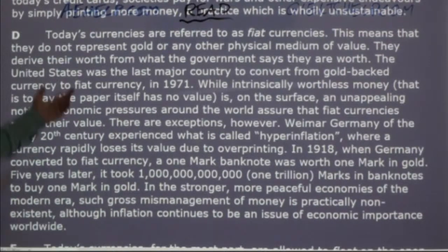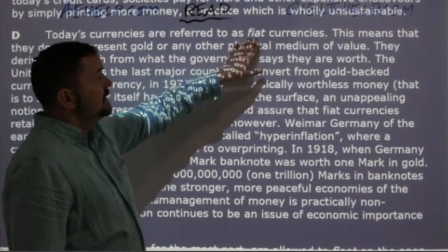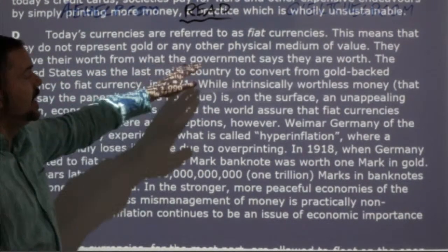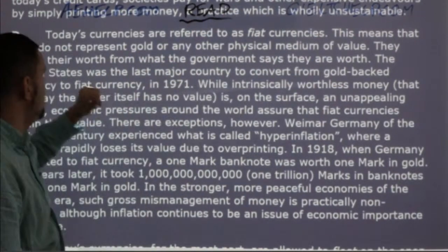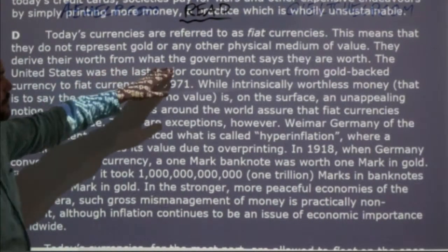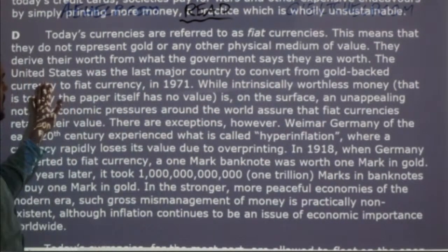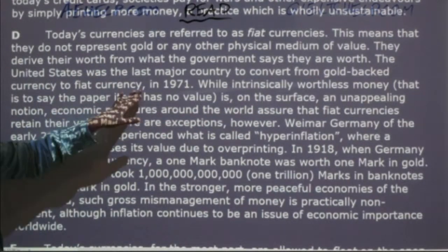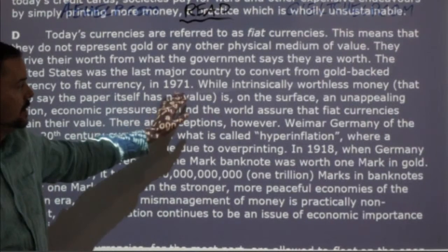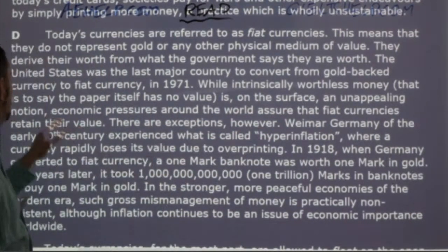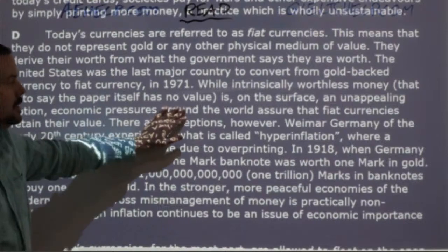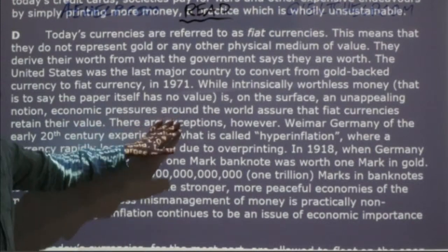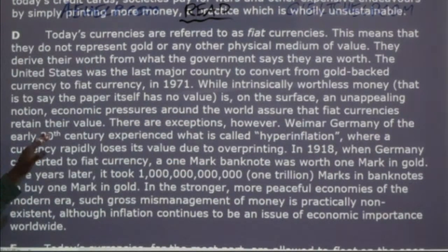Good, good. Today's currencies are referred to as fiat currencies. This means that they do not represent gold or any other physical medium of value. They're purely abstract. They derive their worth from what the government says they are worth. The United States was the last major country to convert from gold-backed currency to fiat currency in 1971. While intrinsically worthless money, that is to say the paper itself has no value, is on the surface an unappealing notion. Economic pressures around the world assure that fiat currencies retain their value.